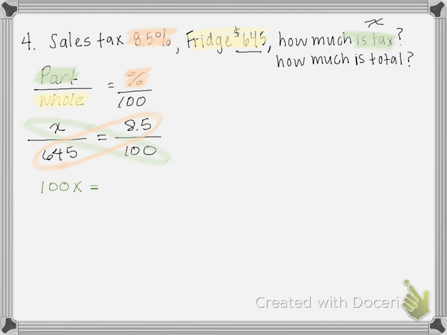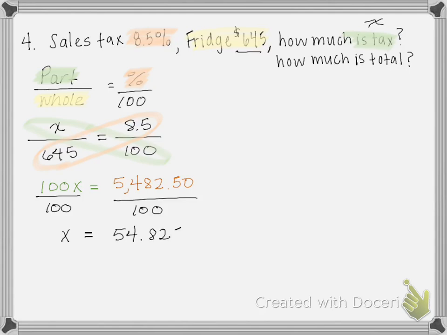So, sorry, changing colors. You should get $5,482.50 here. And then we need to solve for the x, so we're going to have to divide both sides by 100. So we will get x equals 54.825, but we're talking money.